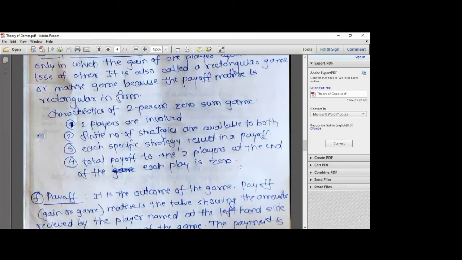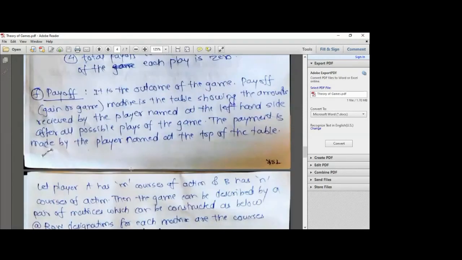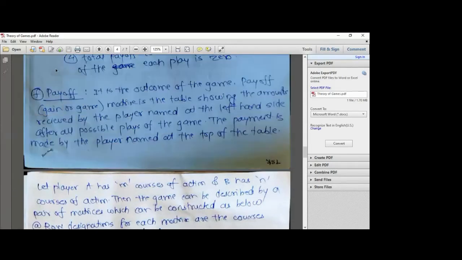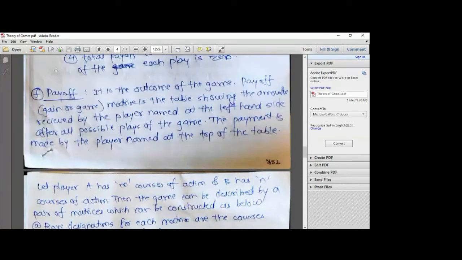The next definition that we are going to see is related to the payoff. So what is a payoff? It is the outcome of the game. Something I will be getting. It will be the gain that we are going to get. So when I say that I am going to have a gain of rupees 4, what is that 4? 4 is nothing but the payoff.